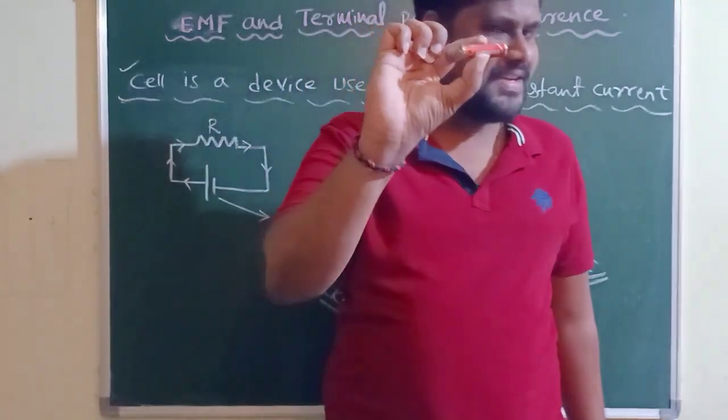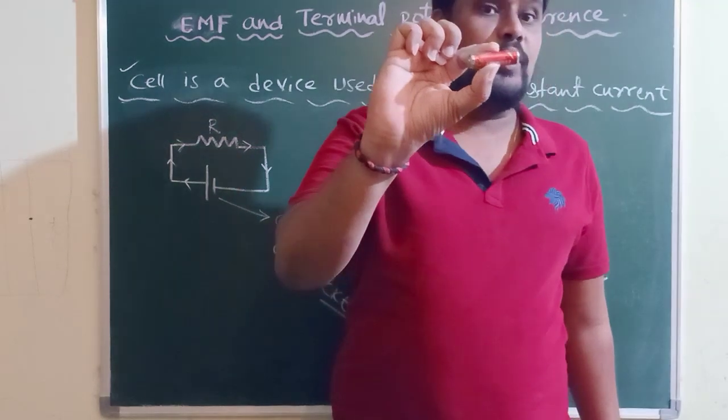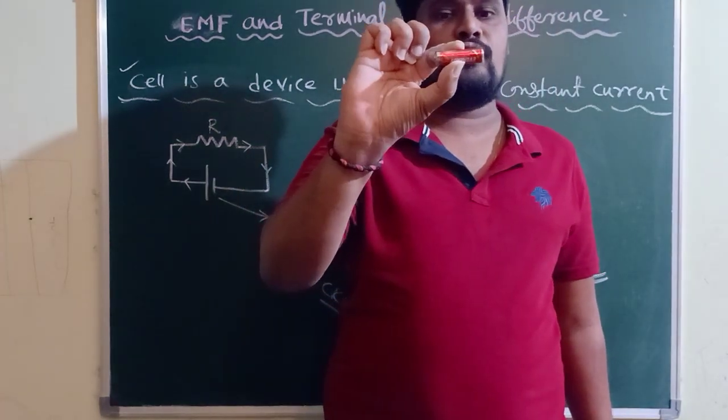Open circuit. Why is the cell said to be in open circuit? Because no current is drawn from this cell.